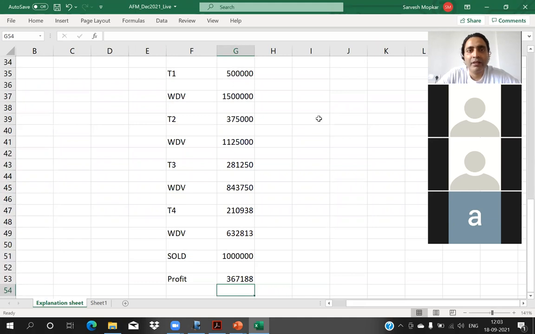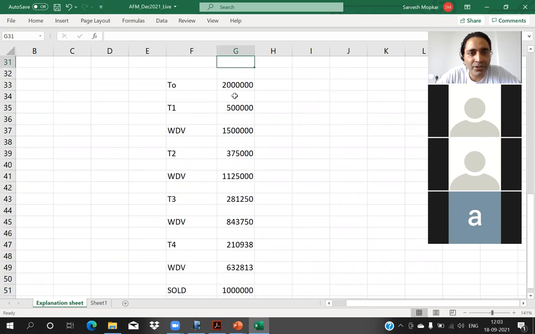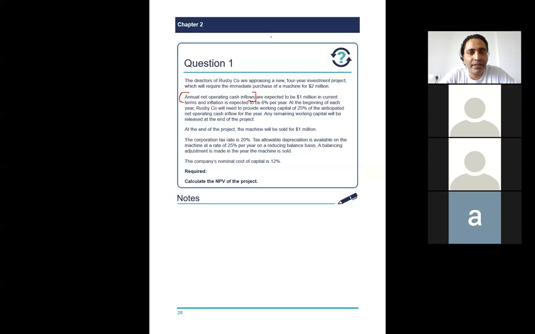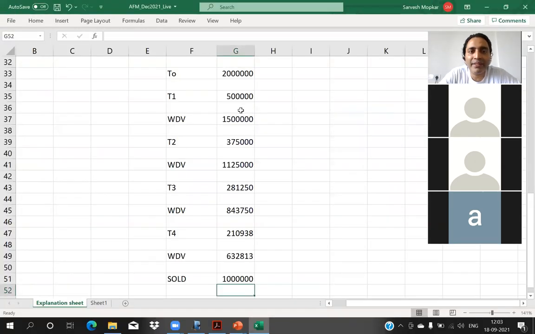OK, now let me ask you one very important question. This depreciation every year, T1, T2, T3, do you agree that it is an expense which will be debited to the SOPL that will reduce your tax? Your tax to that extent will go down. So your tax rate is 30% or 20%, so 20% multiplied by this depreciation, that is your tax saving.